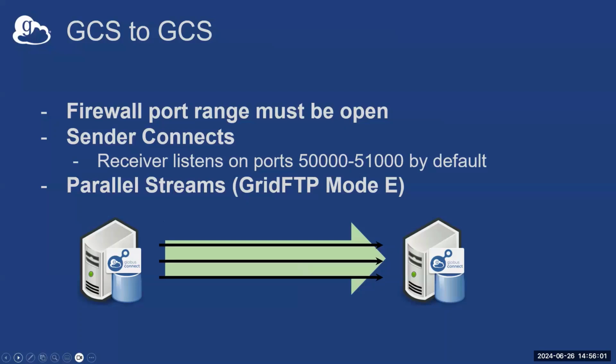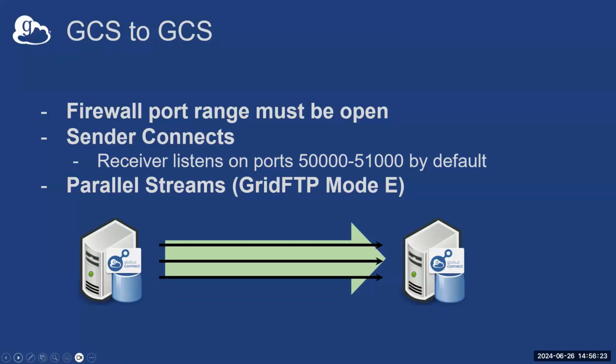Parallel streams, I'll talk about that in the performance part, are formed. So you see there's multiple arrows here. Many logical TCP connections are formed over which the data flows. That is called our Mode E protocol in GridFTP nomenclature. And it's just a performance enhancement.